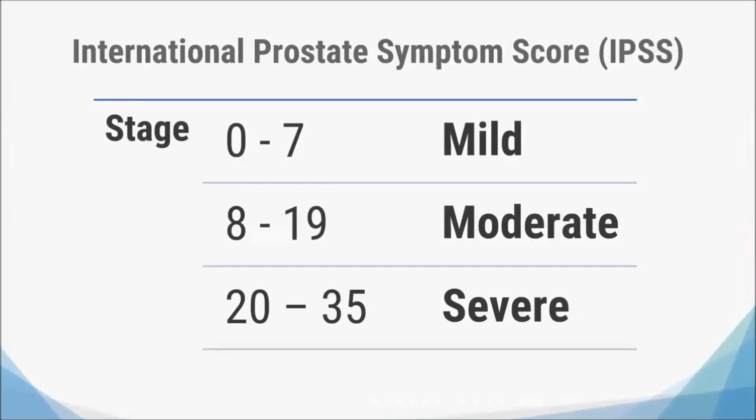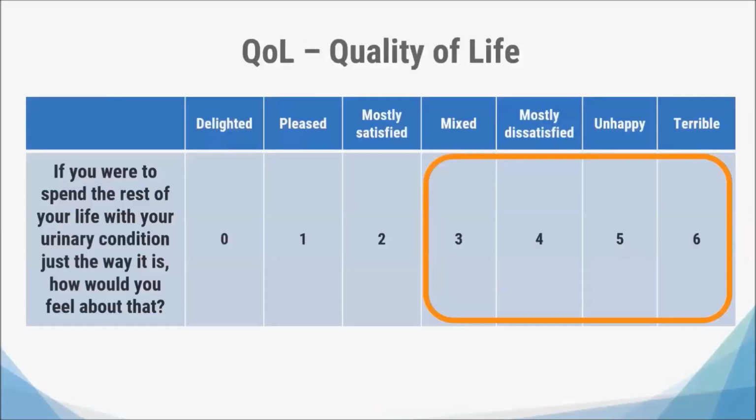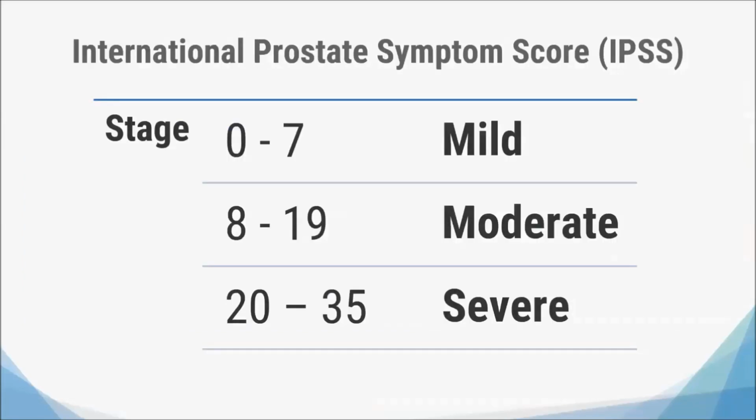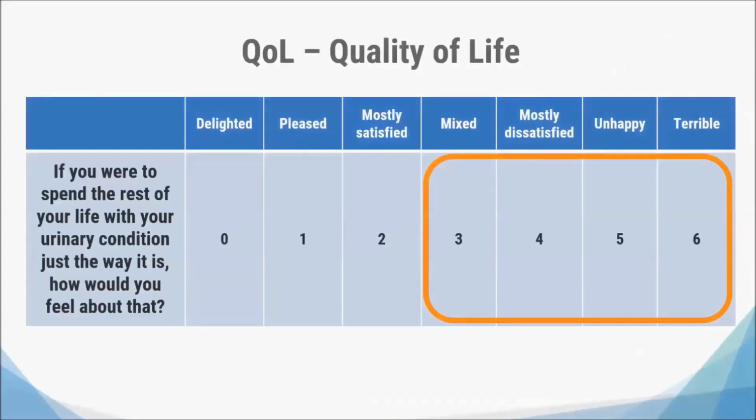So the degree will give you a range from 0 to 7, that is mild symptoms, 8 to 19, moderate, and 20 to 35, that is the severe disease, severe symptoms. Usually, we treat patients above 7. And also, it's really important to understand if these symptoms cause any problem in the quality of life of the patient.